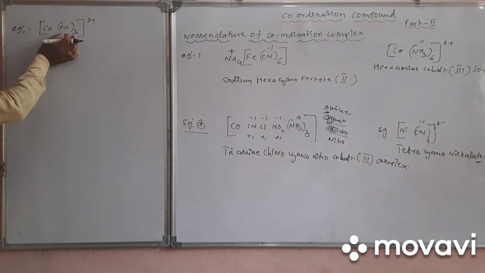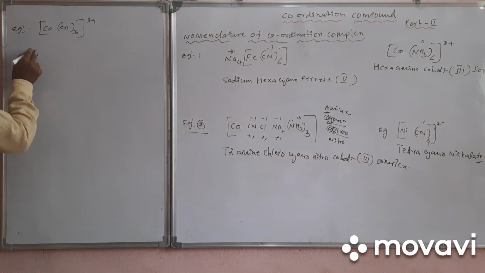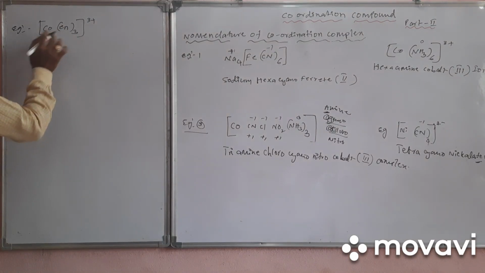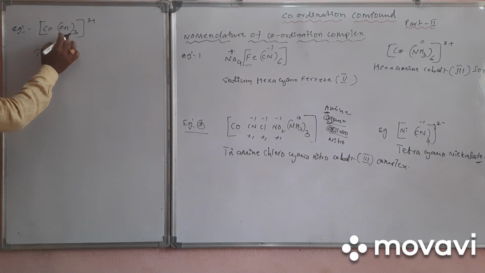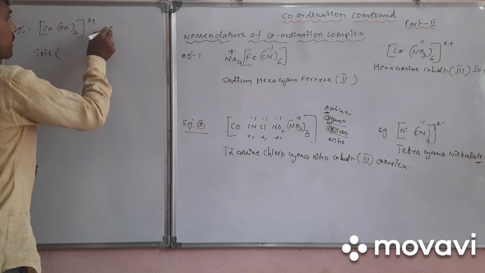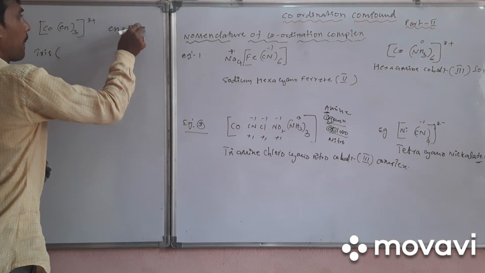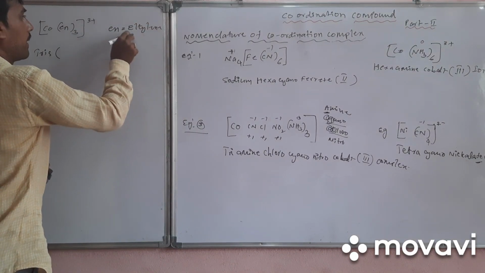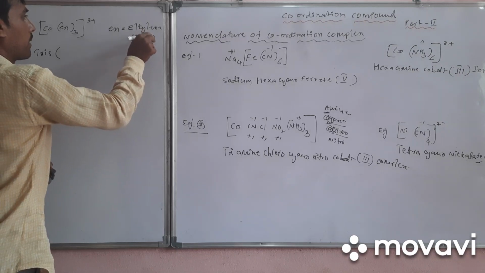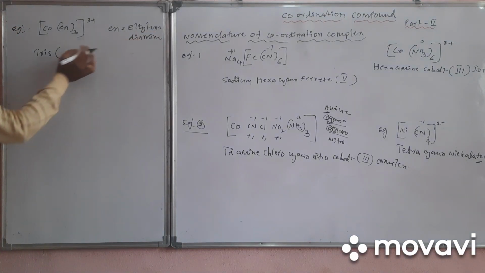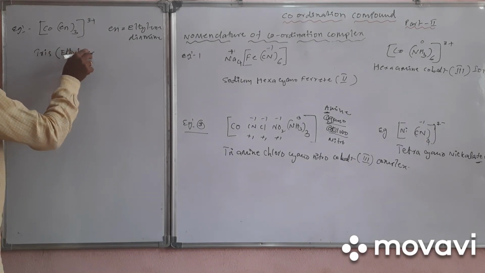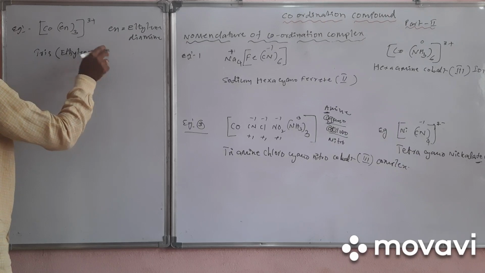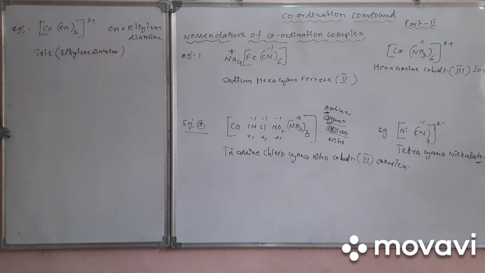How many ligands are there? Total 3 ligands are there, that's why we are using tris. Next, the ligand name is written in bracket. What is the ligand name? Already we know this ligand name is ethylene diamine. This ligand name is written in bracket, ethylene diamine. After the ligand name, this bracket is closed.